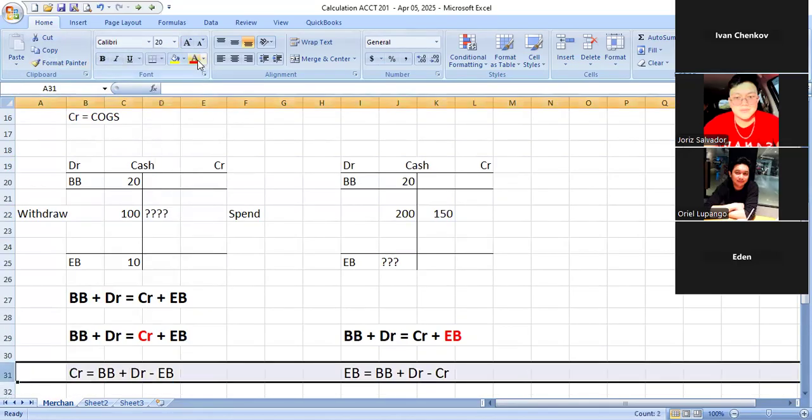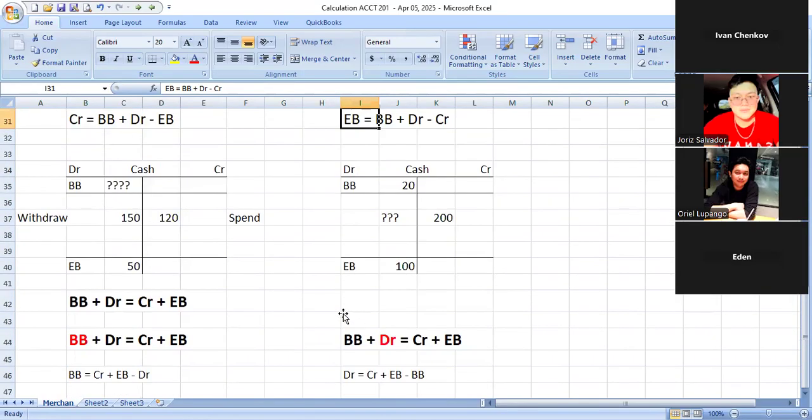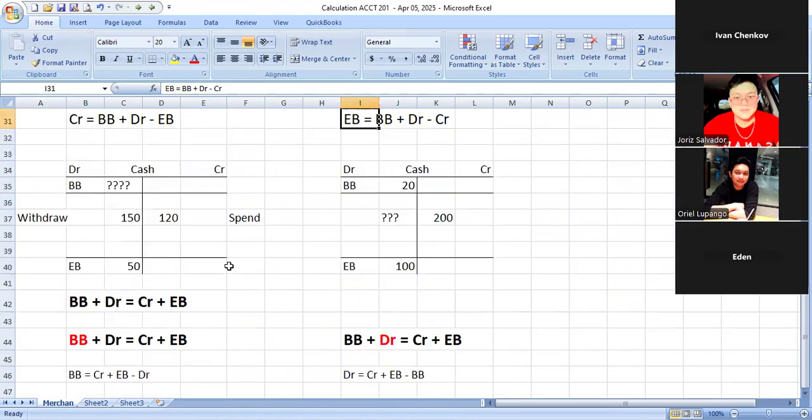If we need to find out the ending balance, we're going to have beginning balance plus the debit, or plus purchases in this case, minus whatever went out. We're going to find the ending balance. If you need to find the beginning balance, we're going to have whatever we spent plus the ending balance minus whatever we got into the account. And we can find different elements here.